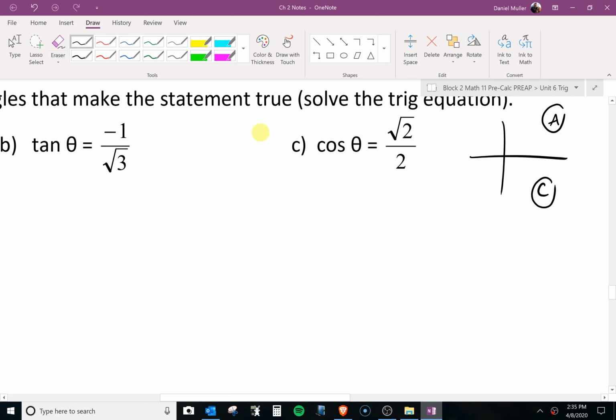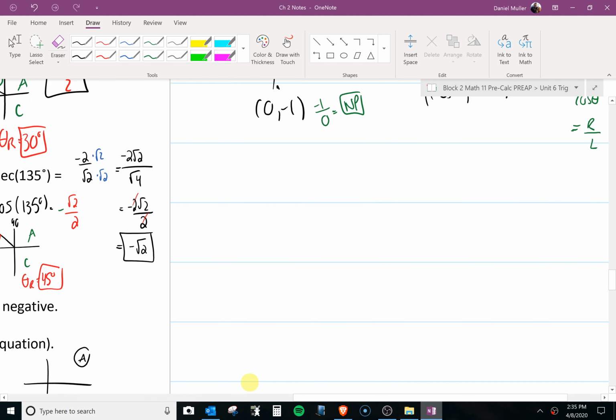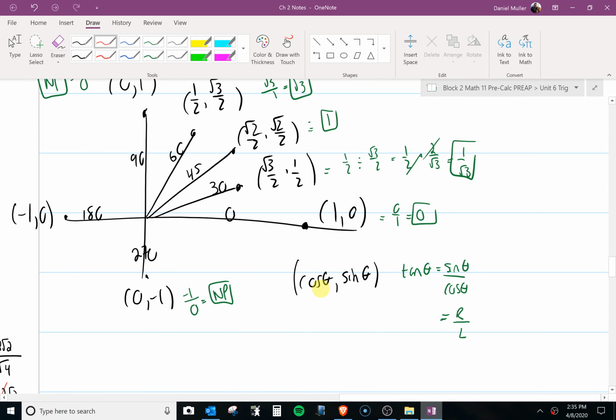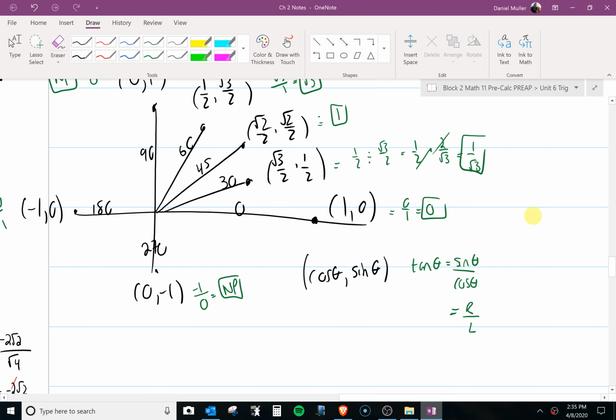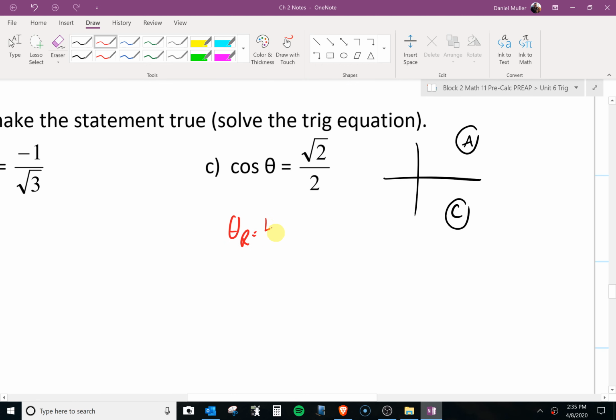Now, what would the reference angle have been to get me root 2 over 2? So I look at the chart here, and I'm looking at cosine. So cosine is right here on the left. Root 2 over 2 is right here. That's 45 degrees. So 45 degrees would get me root 2 over 2. So my reference angle is 45 degrees.